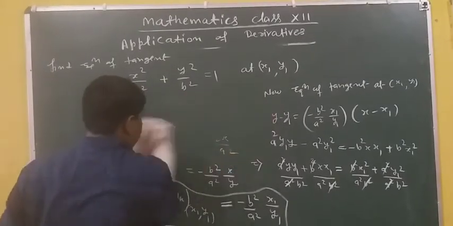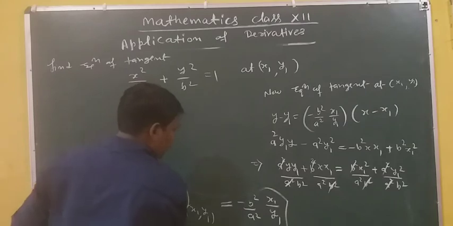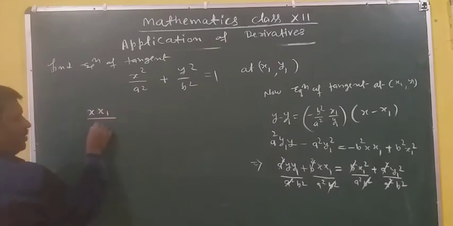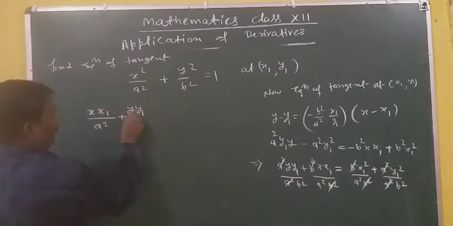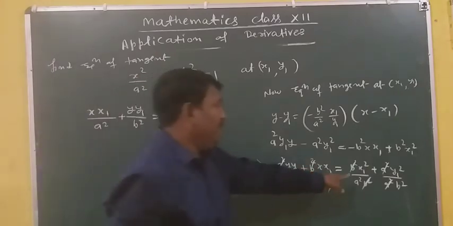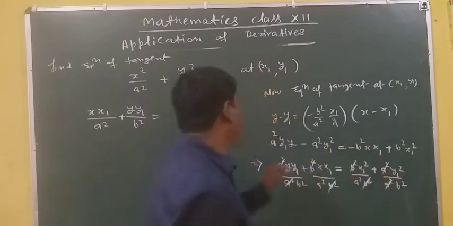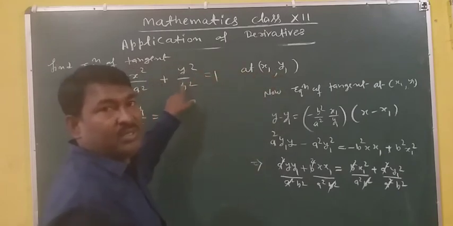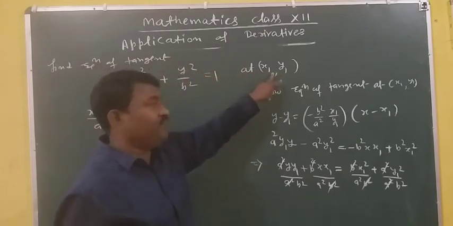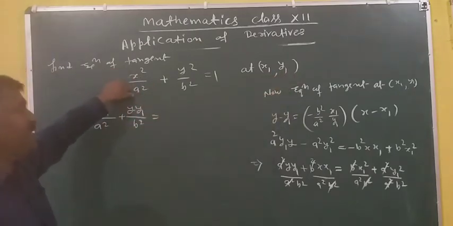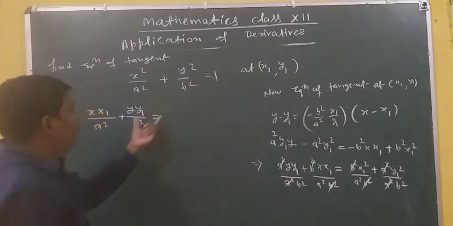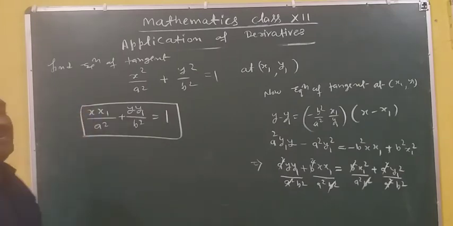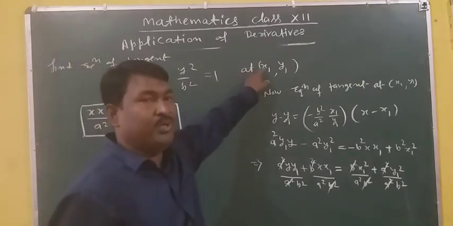You will get x x1 upon a square plus y y1 upon b square is equal to x1 square upon a square plus y1 square upon b square. Just like if this curve has this point, this point will satisfy this equation. Hence, if you put x1 and y1 in place of x and y, you will get x1 square upon a square plus y1 square upon b square is equal to 1. So putting 1 at that place, this is your required equation of the tangent to this curve at this point.